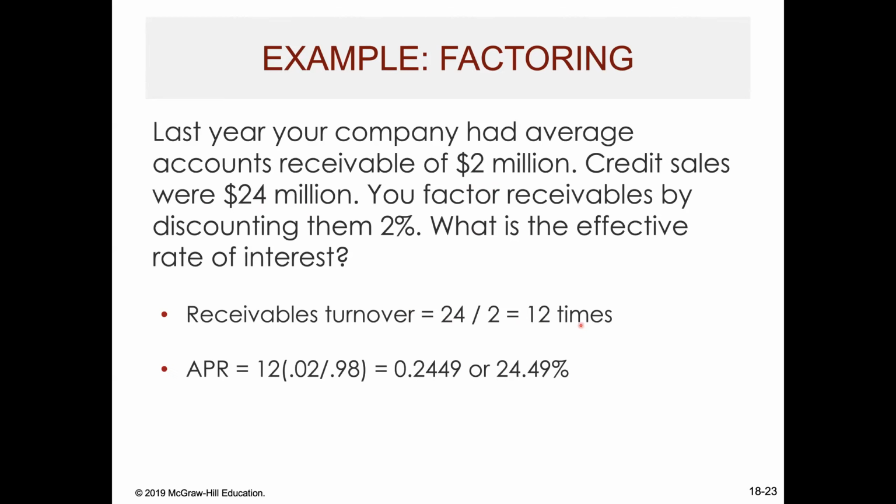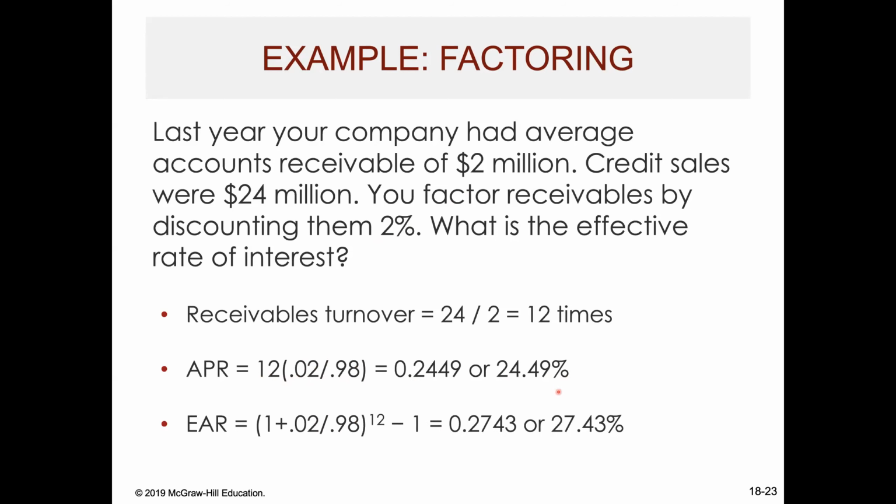So we can take this now, and to get the annual percentage rate, which is not the effective rate, we'll get there, the effective annual rate here in just a second. We take our receivables turnover and we multiply it by 0.02, that's the 2% discount, divided by the remaining amount. So that would be 100% minus 2%, gives us 0.98. So the annual percentage rate is 24.49%. That's the annual percentage rate.